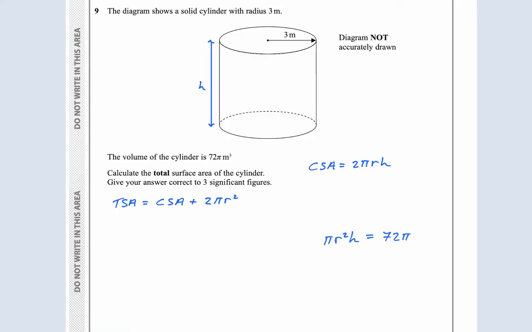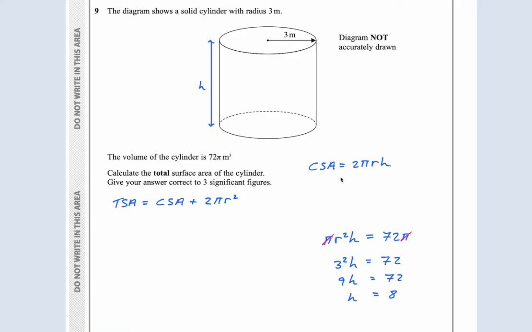And by the way, I can divide both sides by pi. So those two disappear nicely. And I know r is 3. So it's 3 squared h equals 72. 9h equals 72. And very nicely, h is equal to 72 divided by 9, which is 8. So now I do have the height, h.